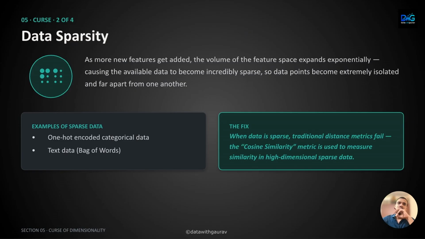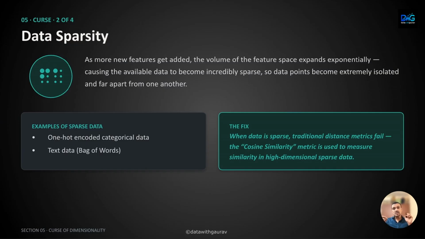Think of it this way. Imagine placing 100 people inside a small room. Everyone is relatively close to one another. Now, imagine placing those 100 people across an entire city. The number of people has not changed, but the available space has grown enormously. So, as a result, people become much more isolated. The same phenomenon occurs with high dimensional data. As the feature space expands, data points become increasingly isolated, leaving very few neighboring observations in any local region.